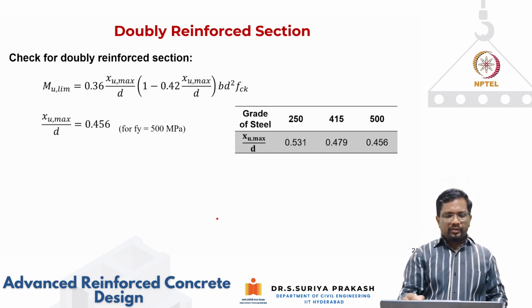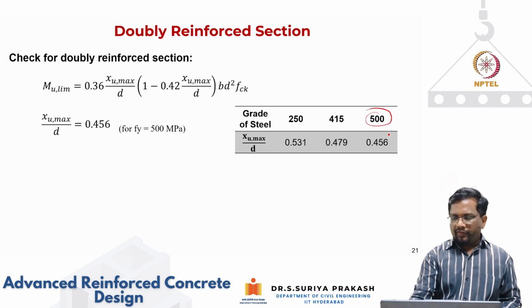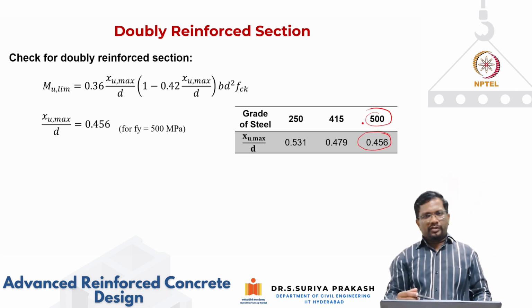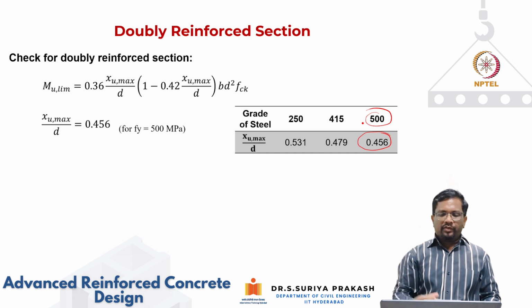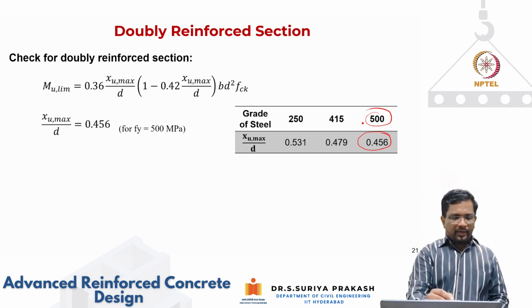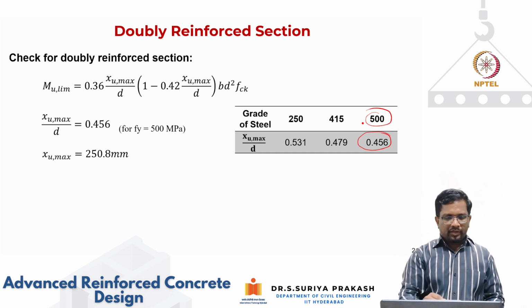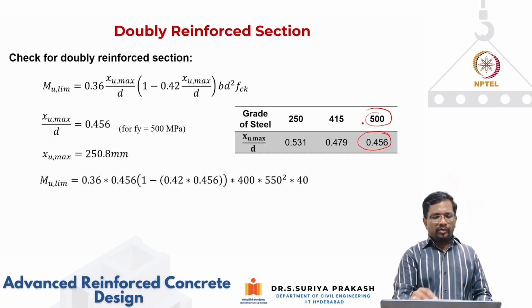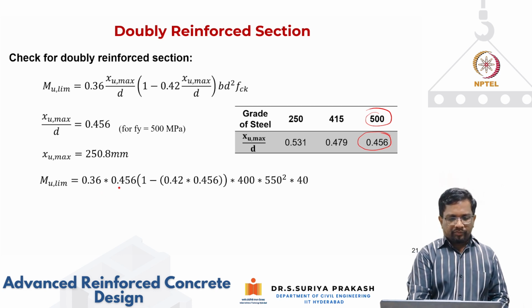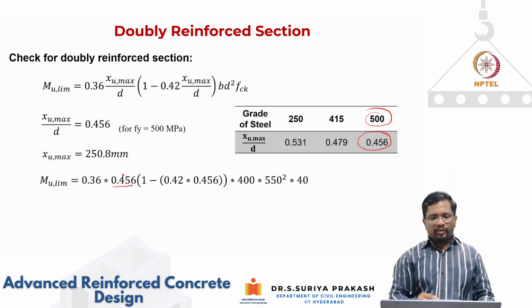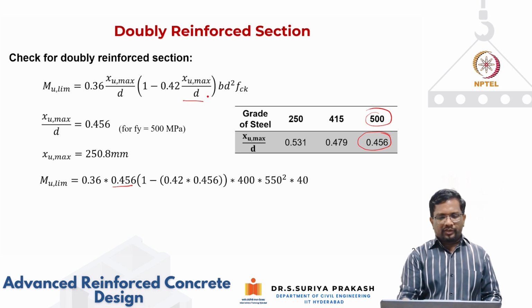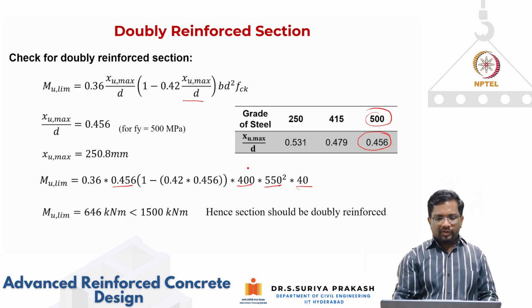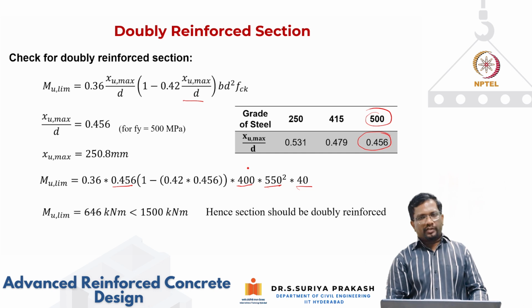Okay, so for Fe 500 we have already derived, based on the strain condition, what Xu max by d is, which is 0.456, right? So you plug into this equation, then you get Xu max of 250.8. Then you put it in this Mu limit equation. Xu max by d is 0.456, fck is 40, effective depth is 550 and width is 400. So you plug in these numbers and you get a value of 646 kilonewton meter.